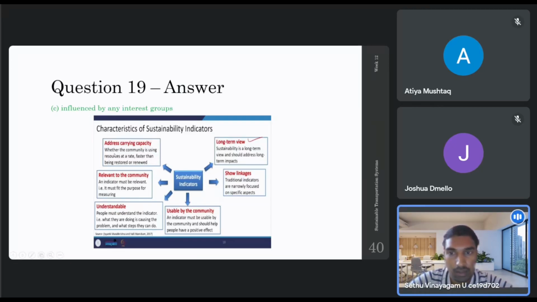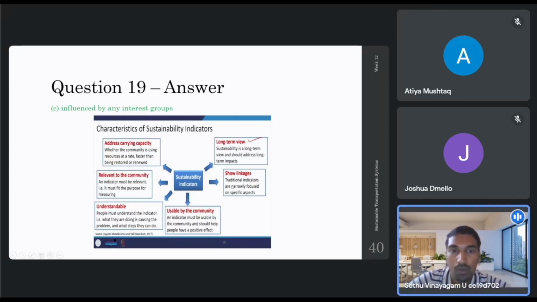The indicator should be able to address that, and it should be relevant to the community. It should be measuring something that is relevant or practical, not out of context. Here we are talking about sustainability, so measuring air quality and water quality makes sense. It should be understandable. People must be able to understand what the indicator is measuring or telling, so that they take it seriously and work towards improving sustainability. And it should be usable by the community. If it is not relevant or understandable, it is not helpful, and it will not help us achieve sustainability. Therefore, it should be usable by the community, and it should show linkages.